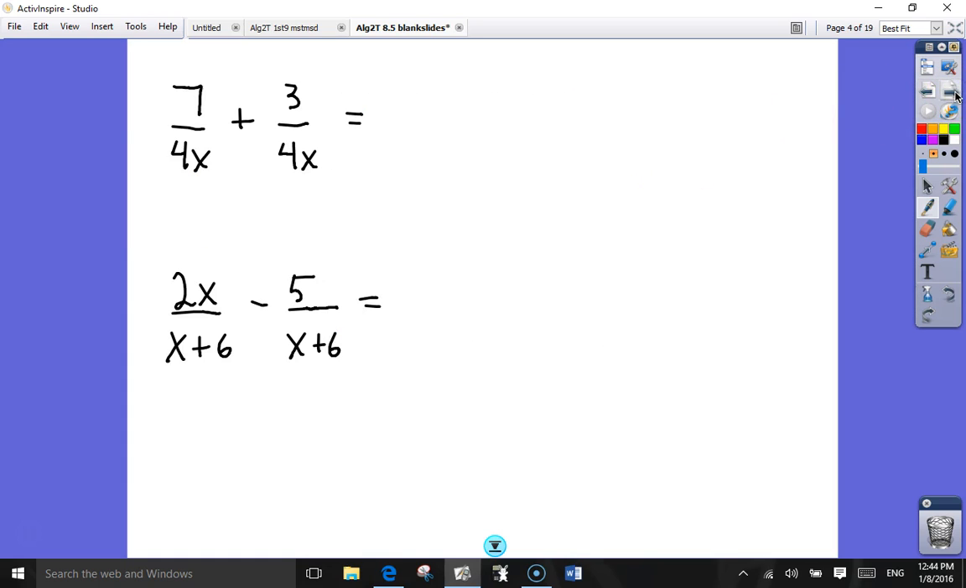So, for example, they already have the same denominator, 4x. So we add them by adding the numerators, 10, and you don't change the denominator, just like we did with the example on the last slide. It doesn't change the denominator when you add the numerators. It's still 4x. Now, can that be simplified? What's the common factor? 2. 5 over 2x.